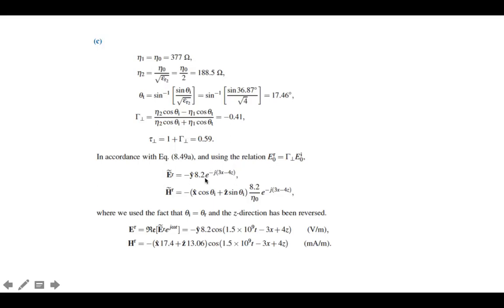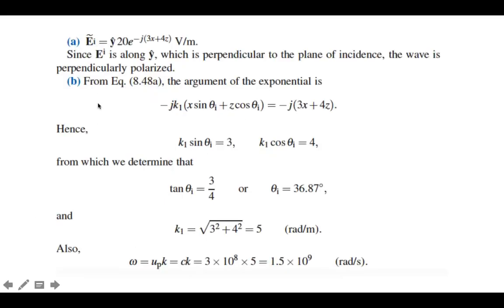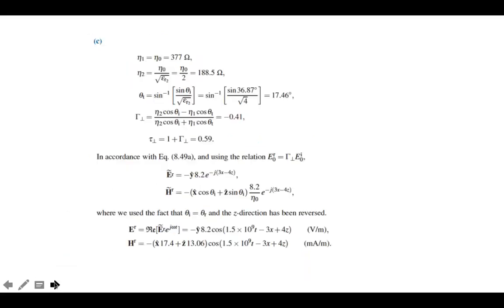Now let's look at how that's different. Notice first of all, in the exponent, the sign of the coefficient on the z has switched. So coming back, let's look at the expression for our incident wave. It's in the y-hat direction, it's positive. We have minus j, and we have 3x plus 4z, which means it's traveling in the forward x and forward z direction. When it hits the plane at z equals 0, the z direction of travel flips, and so it's now traveling in the negative z direction, still in the positive x. So that's the expression for E.